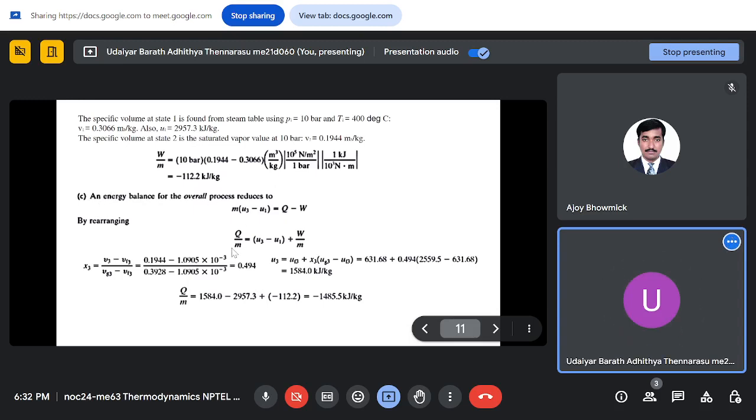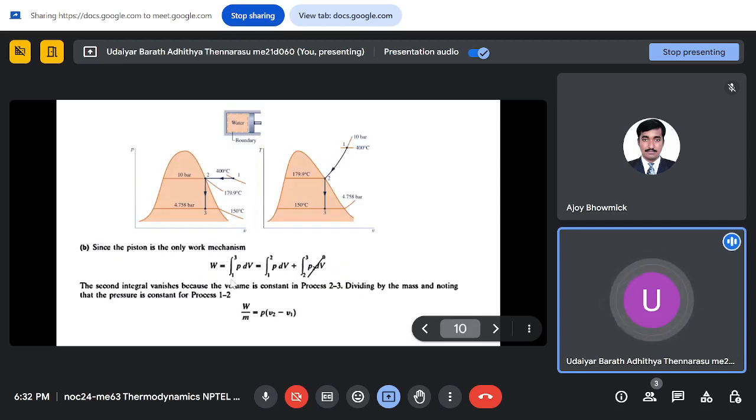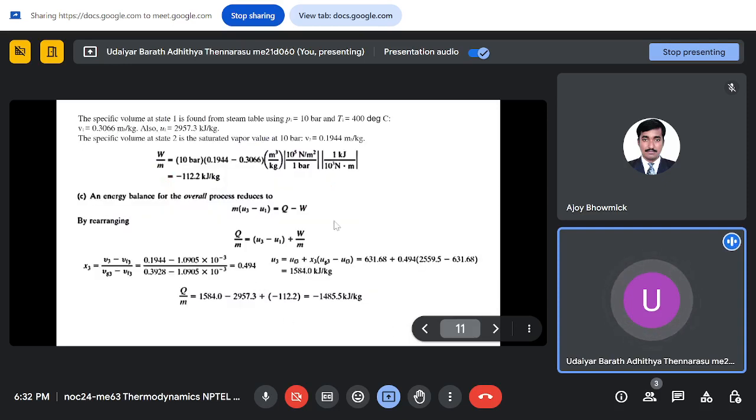We have found out the total work done during process 1 to 3, and we can find out the state points 1 and 3. So we'll apply the first law. So Q minus W will be equal to the change in internal energy. So from 1 and 3 we can find out the difference in internal energy of the system, and we also know the total work being done during process 1 to 3, which we have already calculated. So we can substitute m times u3 minus u1 equals Q minus W.